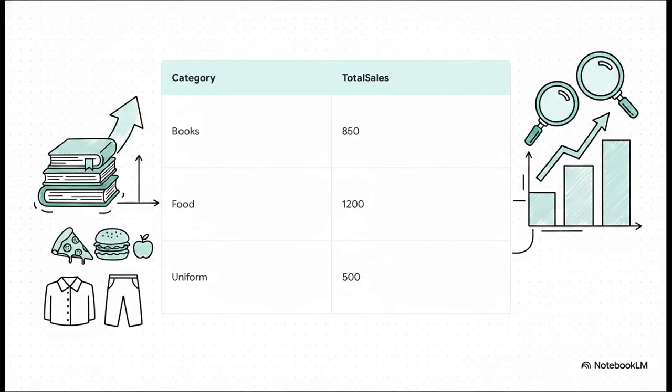When you drop that group by clause onto a category field to sum up sales, boom, the trends are immediately obvious. Instantly, we can see books at 850, food at 1,200, and uniforms at 500. You don't have to guess which department is bringing in the most money. Comparing these 3 little summary rows is just infinitely easier than trying to decipher thousands of raw transaction records.